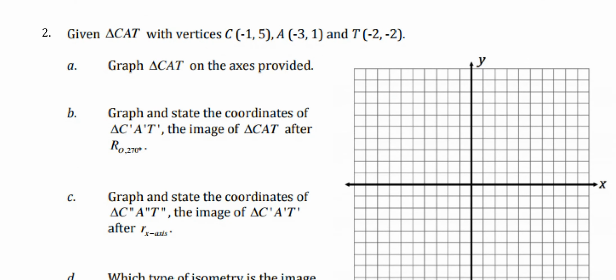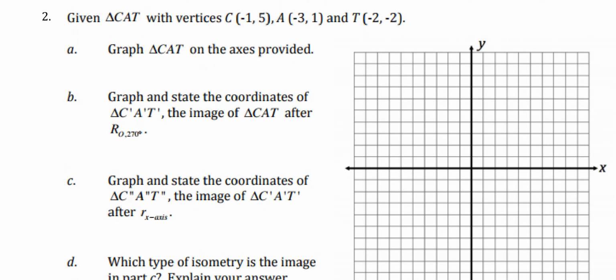All right, let's look at number 2. Number 2 gives us triangle CAT. So we have (-1, 5), (-3, 1), and (-2, -2). If you notice, this triangle is in 2 different quadrants. So when I rotate this, we're going to have pieces that maybe overlap. I'm a little bit concerned about that, so I'm going to use a different color when I do my rotation.